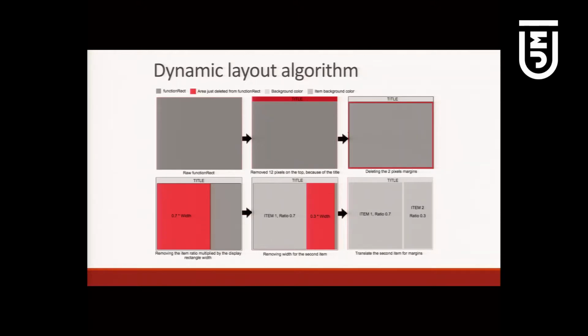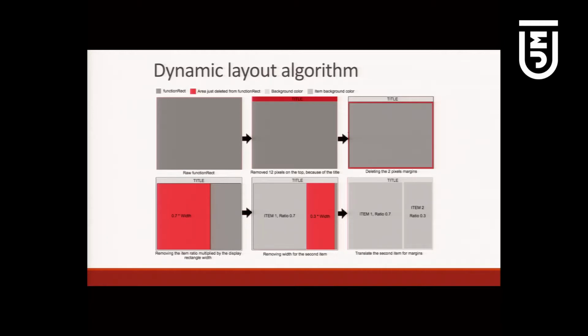And then we are deleting the 2 pixels margin that we are considering, just to not have elements that are really close to the border of our window. And then we are allocating for each child widget the width and height that it needed. It's a horizontal box, so we need to allocate width. I did a pretty simple example with only 2 items, with one having a ratio of 0.7 and the other one 0.3.